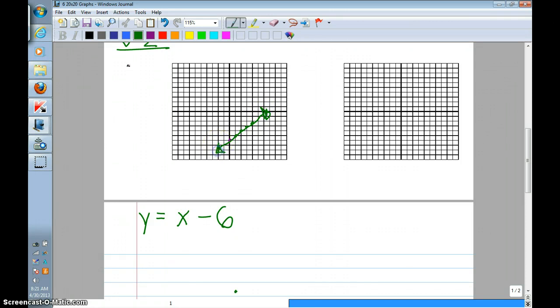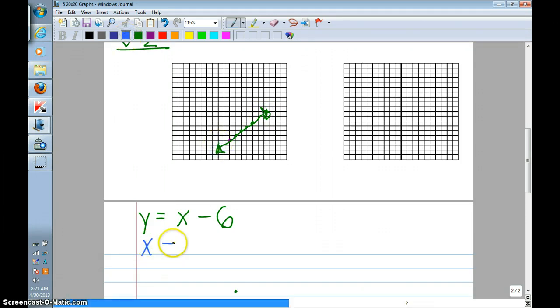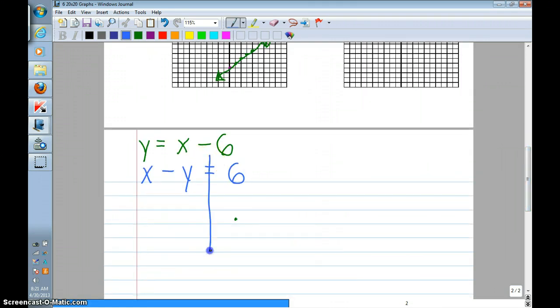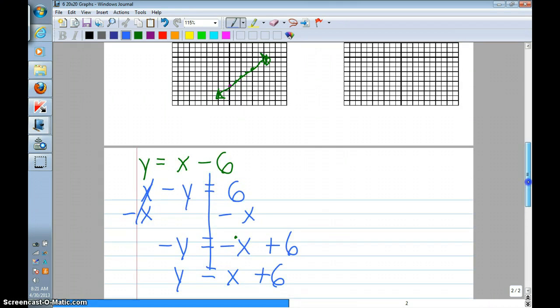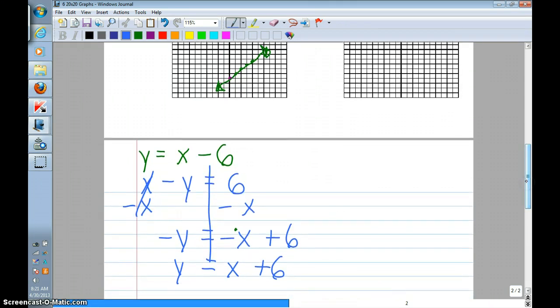My second one is x minus y equals 6. Well, this is not in mx plus b form yet, so I'm going to solve it, subtract x. So I have negative y equals negative x plus 6, but I'm going to change it to positive y equals x minus 6. So again, this is minus 6. If I graphed this one, it would be the exact same line, a point at negative 6, up 1 over 1, up 1 over 1. So they're the exact same line.